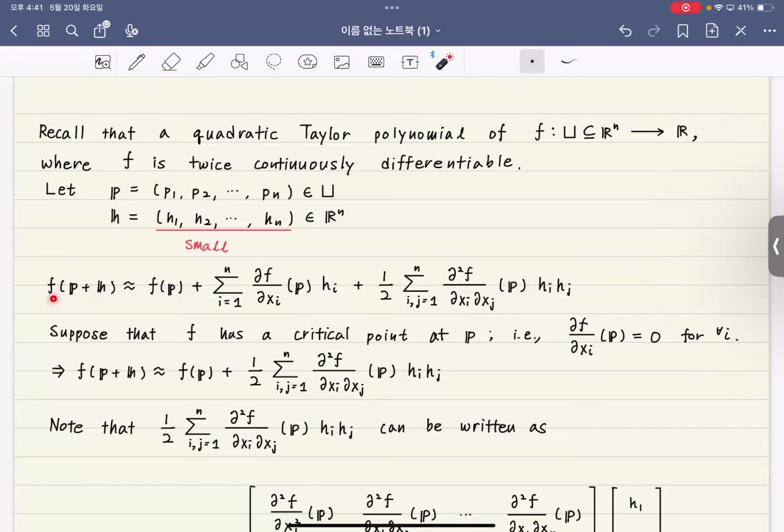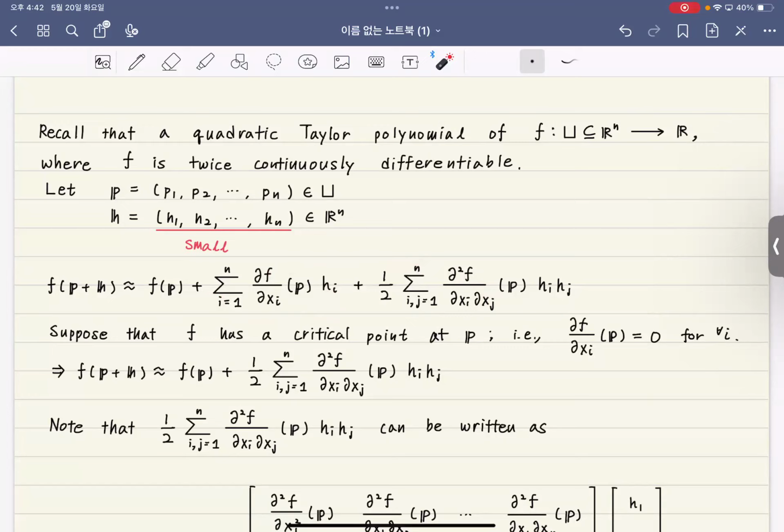This is not a 2 variable function anymore. This is an n variable function, right? And so this is the approximation. If H is close to 0, then the function value at P plus H is determined by this degree 2 polynomial. This is a polynomial of variables H1 to Hn, right?